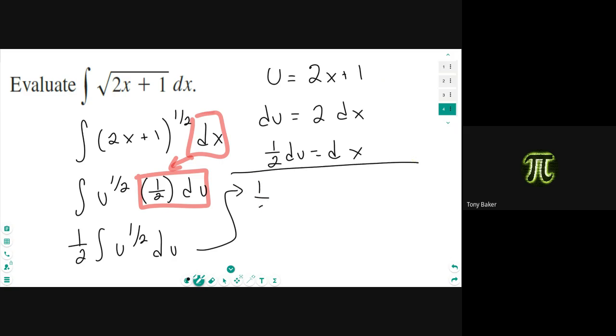So what's the integral of u to the 1/2? Same thing we just did, plus c. So this becomes 1/3, and then I can replace the u back. So 2x plus 1 to the 3/2 plus c.